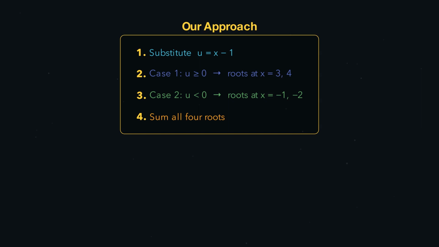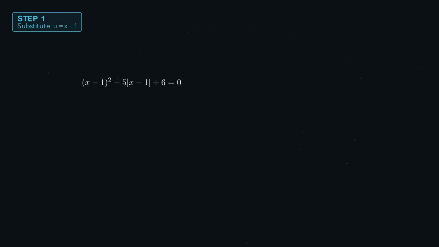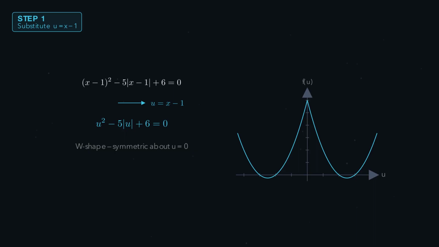Notice that both the squared term and the absolute value involve the same expression, x minus 1. So we let u equal x minus 1. The equation becomes u squared minus 5 times the absolute value of u plus 6 equals 0. A W-shaped curve, symmetric about 0.